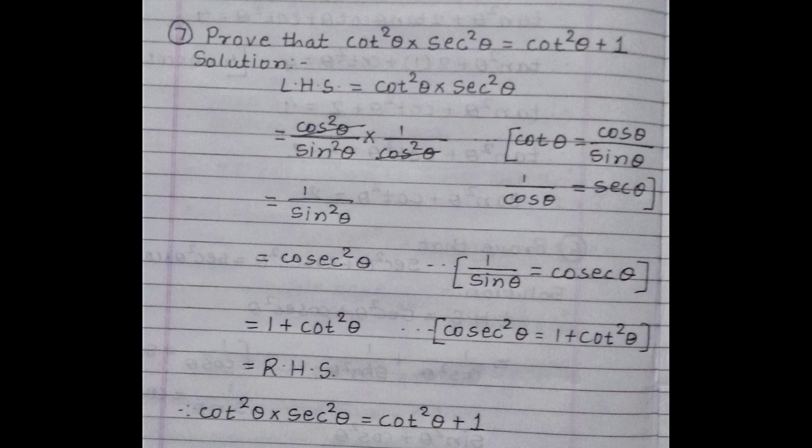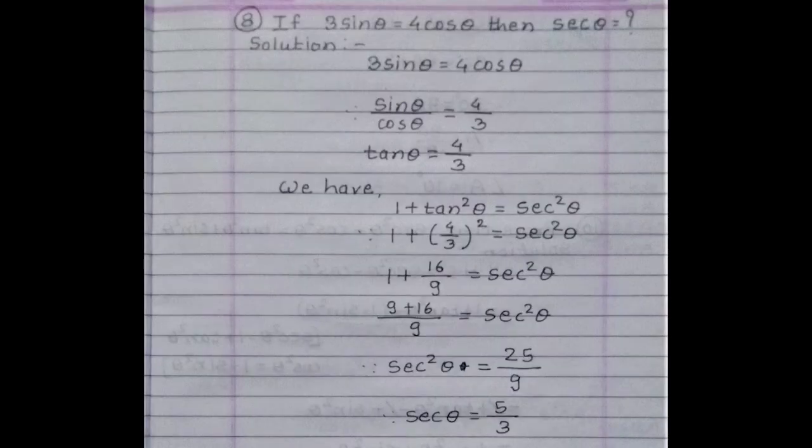Now the formula, as we discussed earlier: cosec square theta is equal to 1 plus cot square theta. So I substitute here 1 plus cot square theta. So it is RHS. Hence proved that cot square theta into sec square theta is equal to cot square theta plus 1.